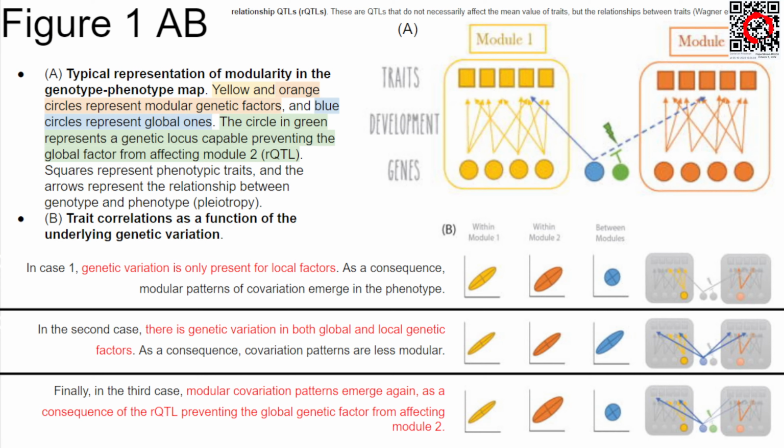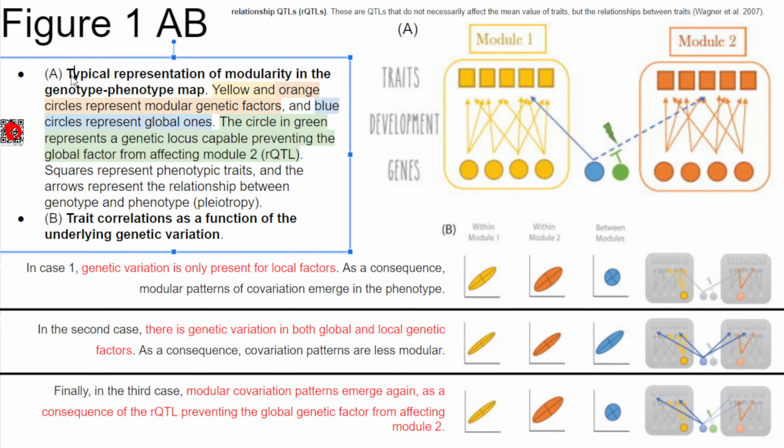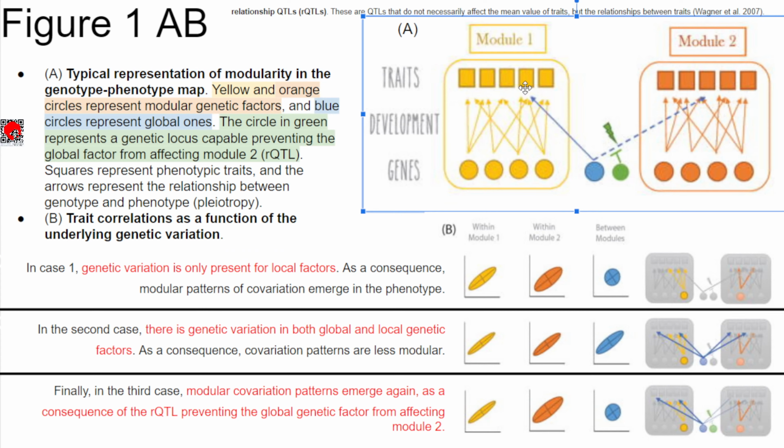Okay, so here's figure 1a. So on A, on the top, typical representation of modularity in the genotype-phenotype map. Yellow and orange circles represent modular genetic factors. Blue circles represent global ones.